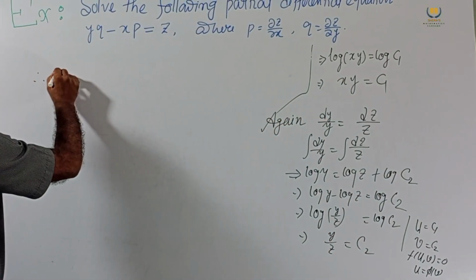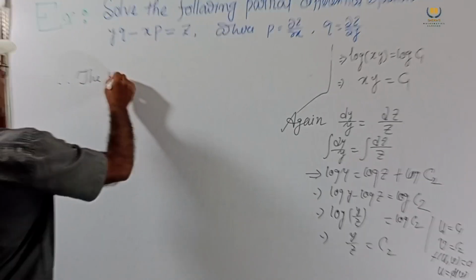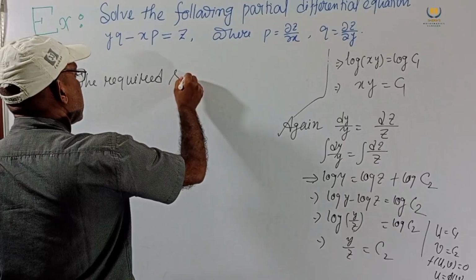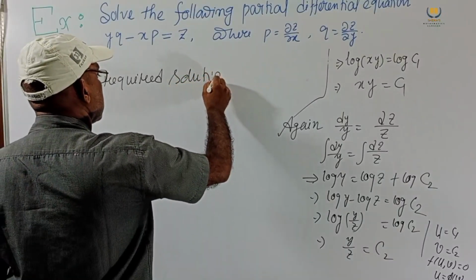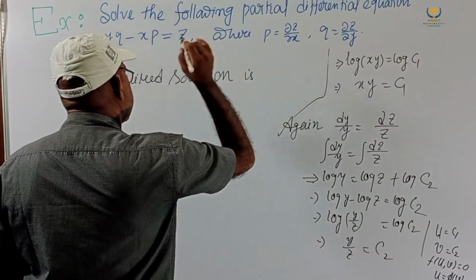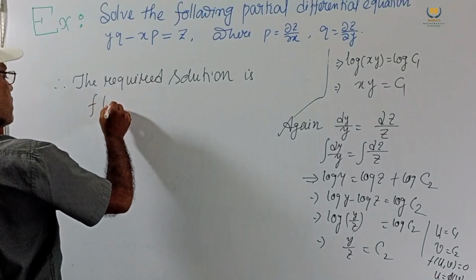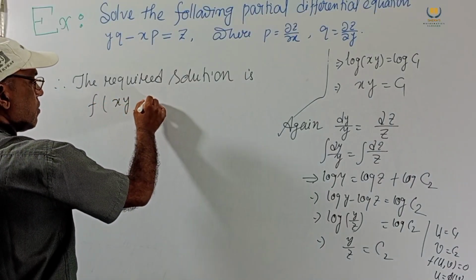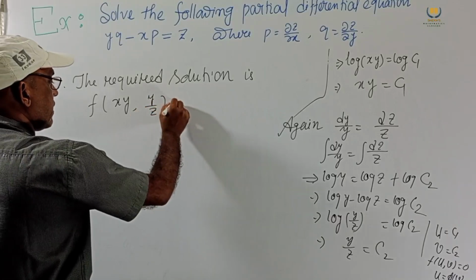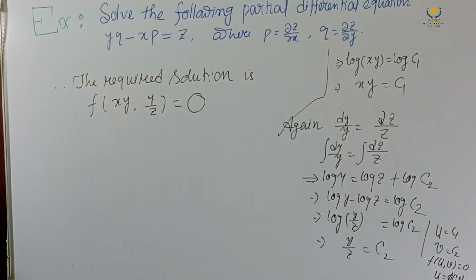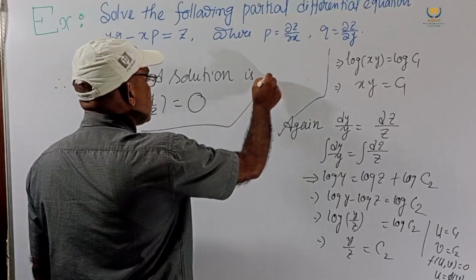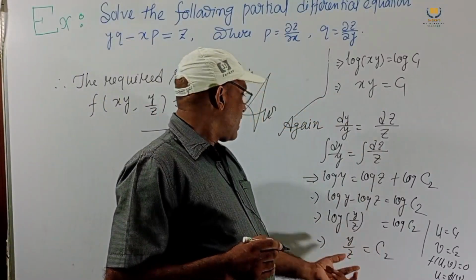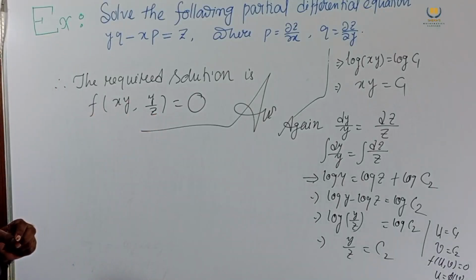Therefore, the required solution is f of xy comma y by z equals 0, and this is our final answer. Just write down this comma this, f of this comma this, these are the required solution.